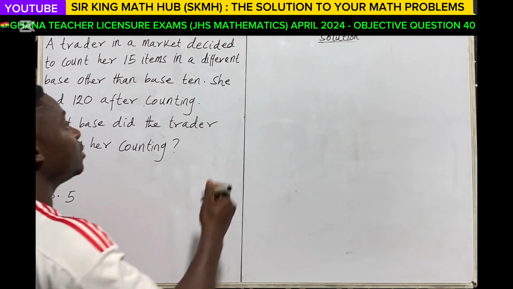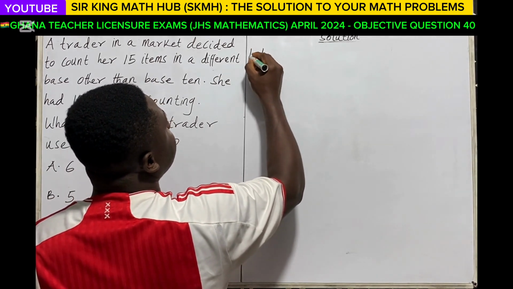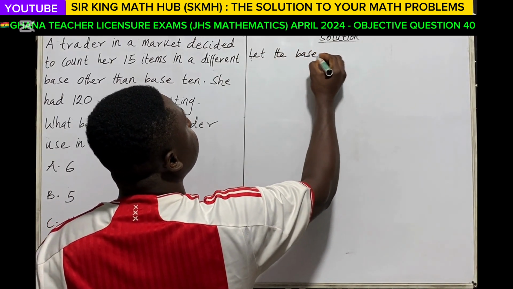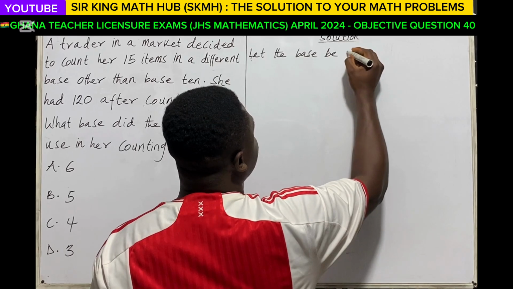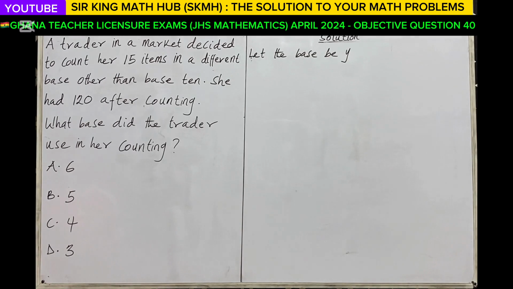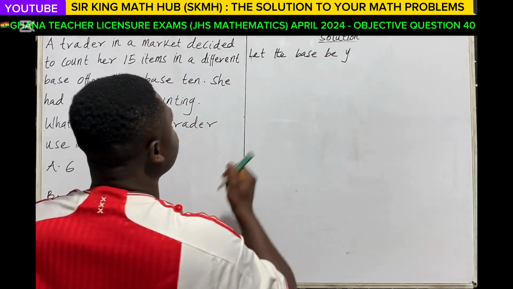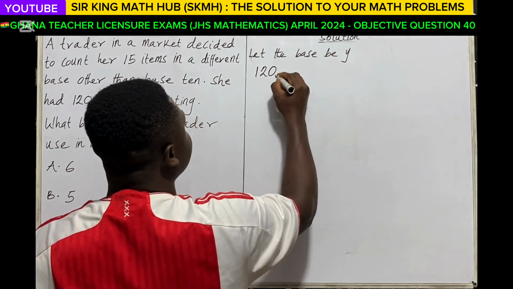So first of all, we can say that let the base be, so we need to represent the base with a variable. So let's say y. Now, when she counted the 15 items in base y, she had 120. So she had 120 in this particular base.